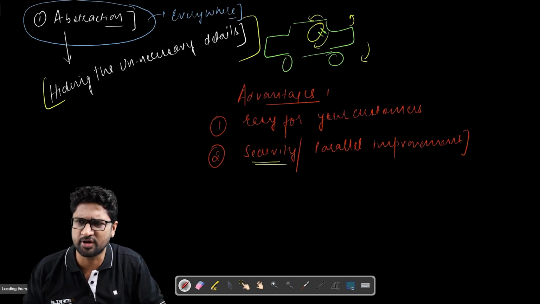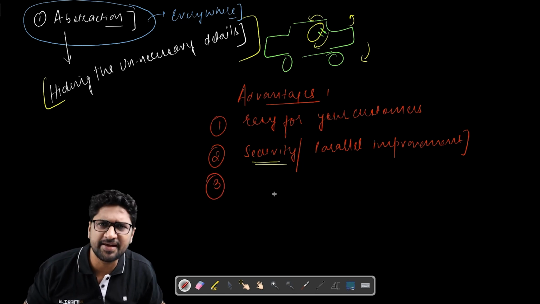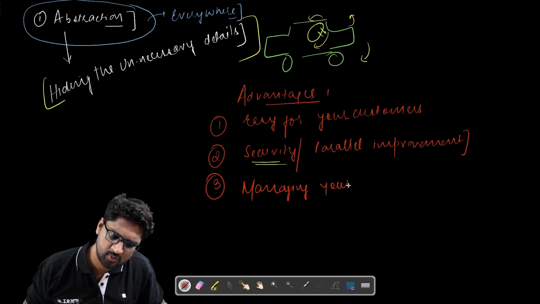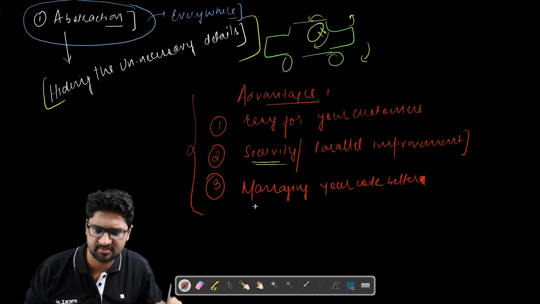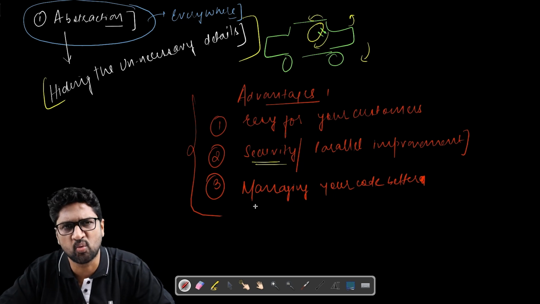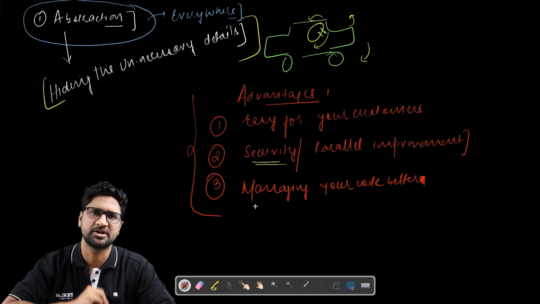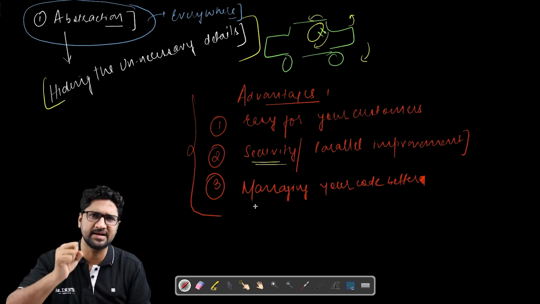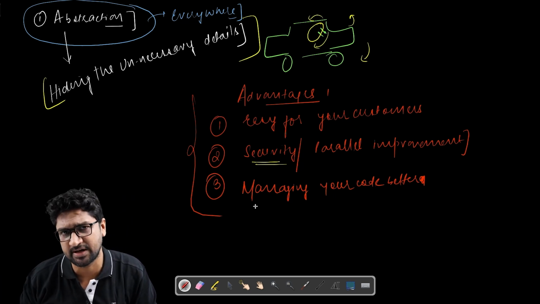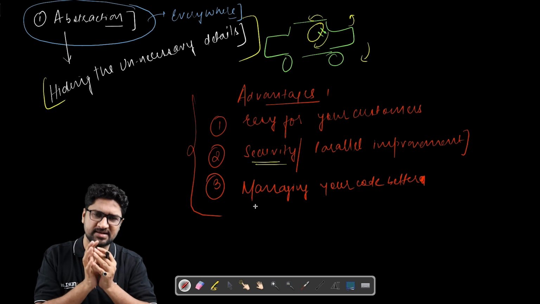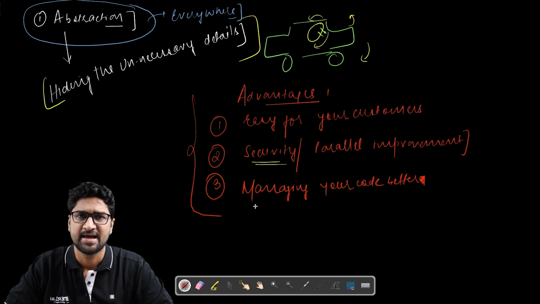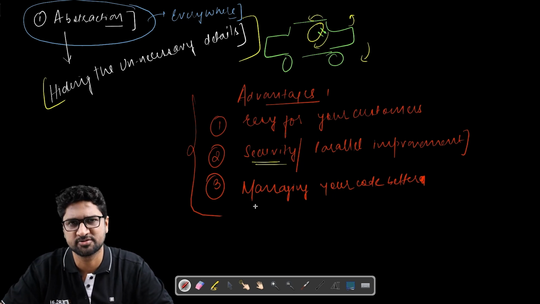There are many other advantages, but one more thing I would like to mention is that abstraction helps in managing your code better. And we'll see as we move ahead in this Java lecture how and why I'm saying that. So now, since we have understood that abstraction is hiding the unnecessary details from your customers, it makes the system more secure. It allows your developers to keep on improving the system without impacting the experience of your customers. It's easy on your customers, and it also helps you manage your code better.